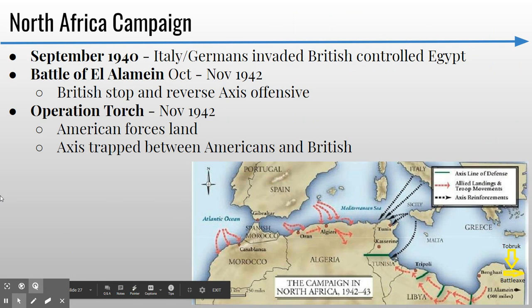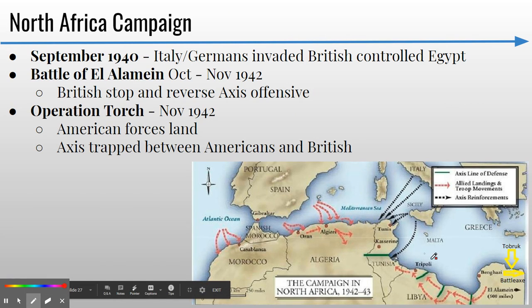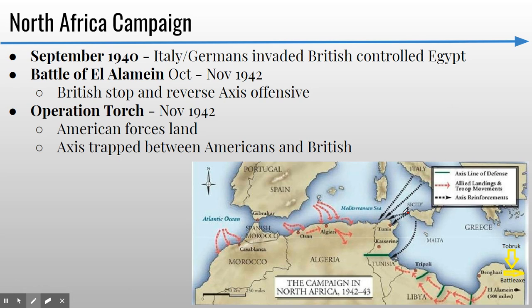So in September of 1940, the Italians and the Germans invade British-controlled Egypt. If you look down here, they invade this area. The Italians and the Germans push out and invade Egypt down here. Their goal is to take Egypt and cut off the British's access to India and their supplies to India.